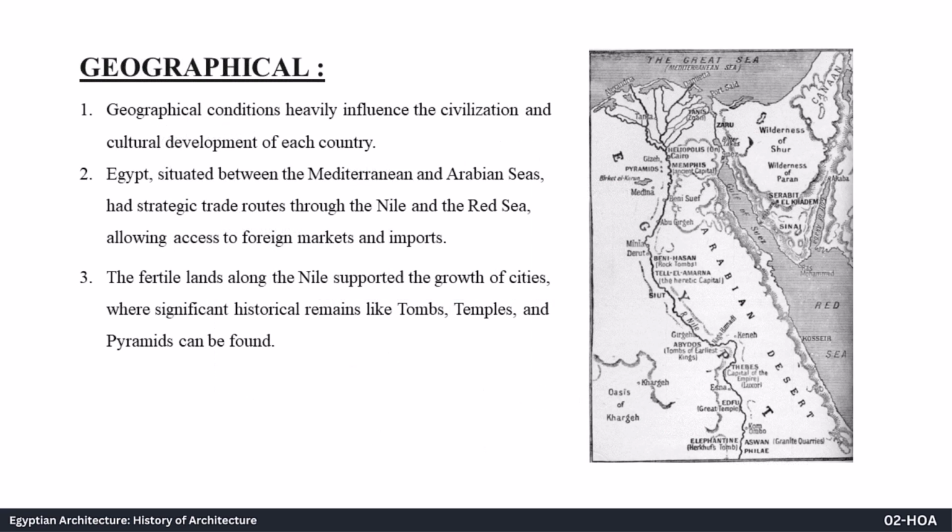Let's start with geographical. As we all know, geographical conditions heavily influence the civilization and cultural development of each country. If you look at the map of Egypt, it is situated between the Mediterranean and Arabian Seas, and had strategic trade routes through the Nile and the Red Sea, allowing access to foreign markets and imports. The fertile lands along the Nile supported the growth of cities, where significant historical remains like tombs, temples, and pyramids can be found.